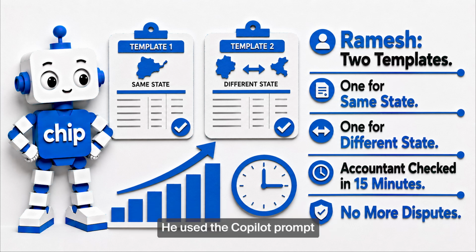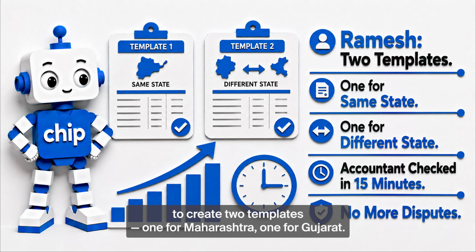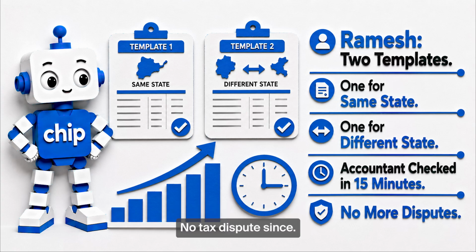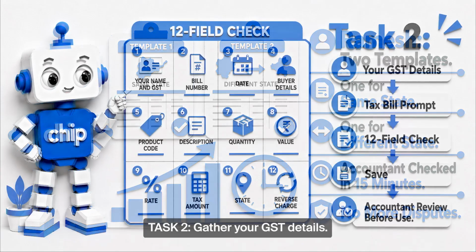He used the Copilot prompt to create 2 templates, one for Maharashtra, one for Gujarat. His accountant checked both in 15 minutes. No tax dispute since.